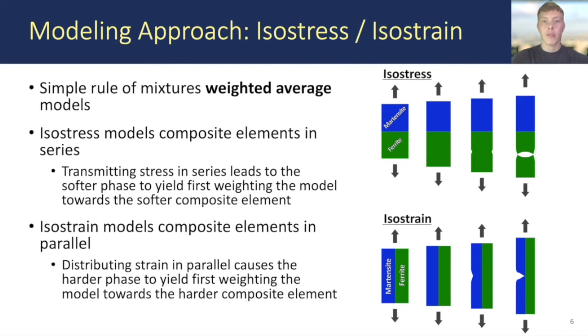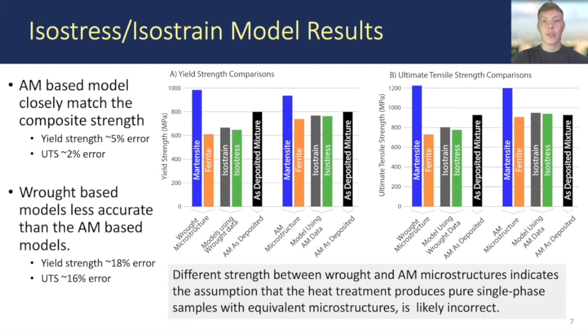Comparing the results of both models with our observed additively manufactured strength will yield more insightful results than either one would on their own. The results of these isostress and isostrain comparisons can be seen here for the yield and ultimate tensile strengths of the microstructures, the isostress and isostrain models, and the as-deposited additively manufactured strength. The isostress and isostrain models are shown in green and gray, and the blue and orange bars show the strength of the isolated microstructures that were used as inputs for the adjacent models.